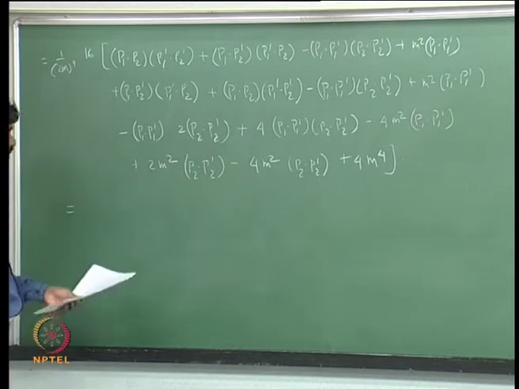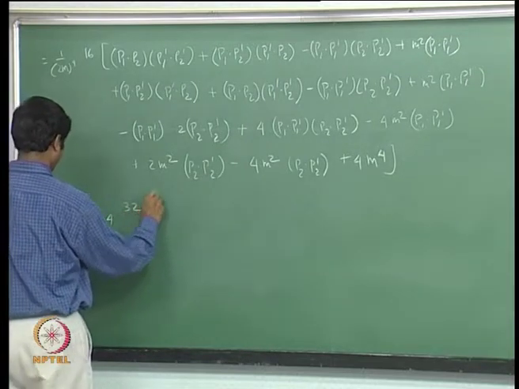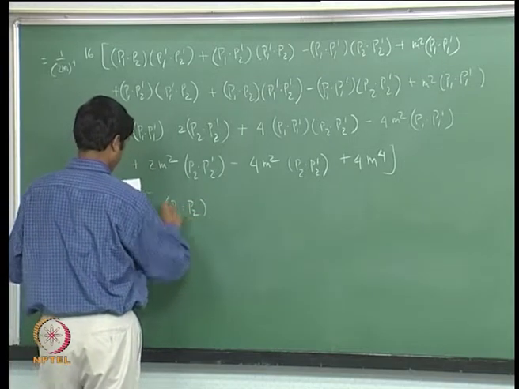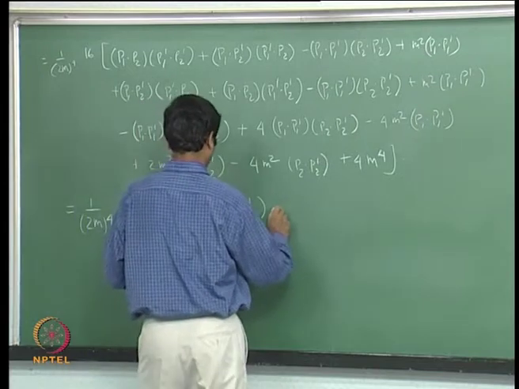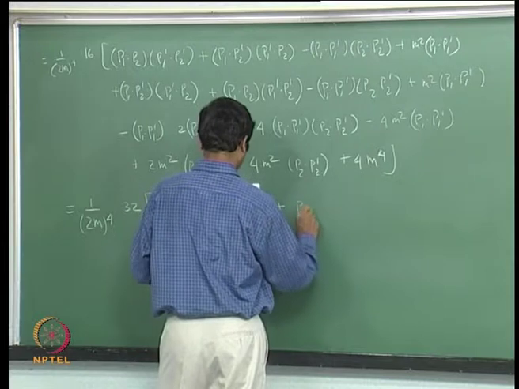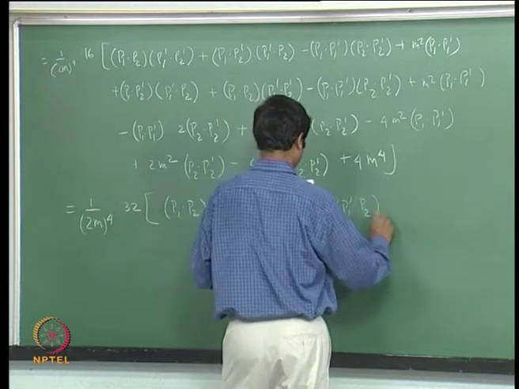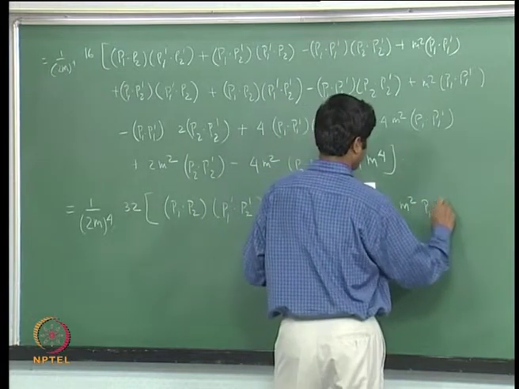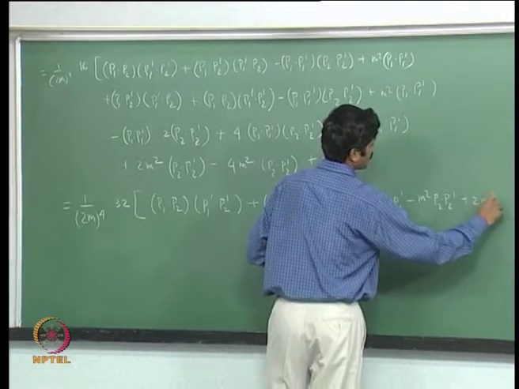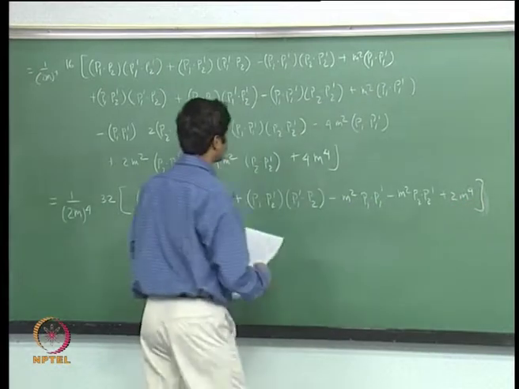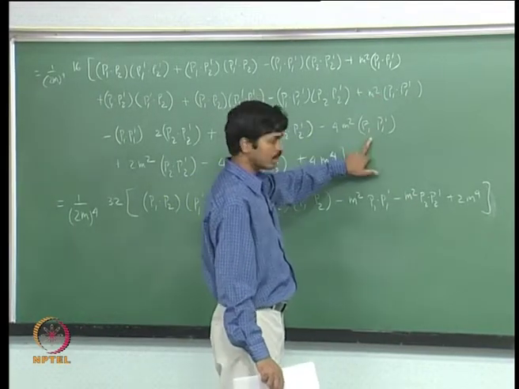So what I will do is that I will just write down the answer for you: 2m to the power 4 times 32 p1 dot p2 p1 prime dot p2 prime plus p1 dot p2 prime p1 prime dot p2 minus m square p1 dot p1 prime minus m square p2 dot p2 prime plus 2m fourth. I have taken an overall factor of 2, so this gives me 2m fourth. This term and this term will give me this, adding these 3 terms will give me this.